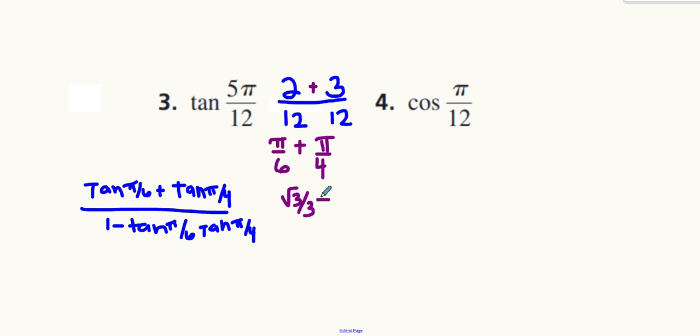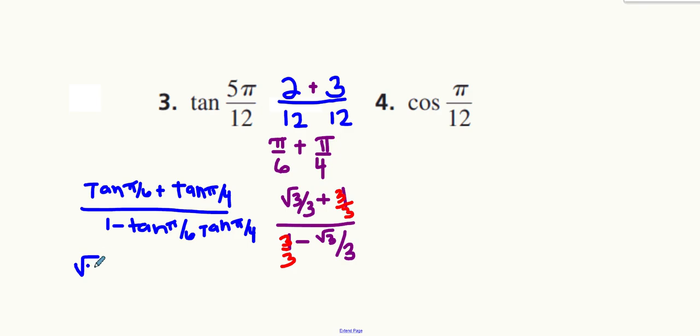Tan of pi over 4 is easy because it's 1, because you have root 2 over 2 over root 2 over 2. And then we'd have 1 minus. So again, this is root 3 over 3. This is 1. So 1 times root 3 over 3 is root 3 over 3. Now we have fractions within fractions, which we can't allow. So I'm going to make this 3 over 3, and I'm going to make this 3 over 3. I didn't change the number. Notice those are still 1s. It's just written differently. So now I have root 3 plus 3 over 3 on the top.